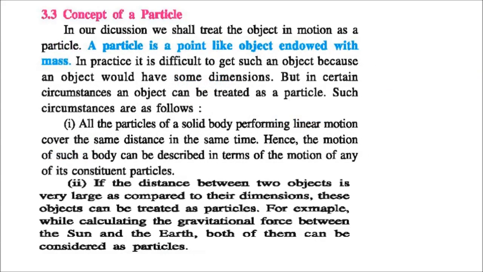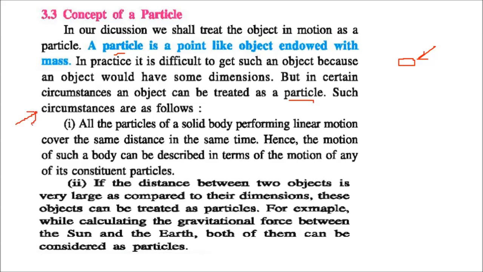What is the concept of a particle? Anything, we take a car as an object, or a bicycle as an object. So we will treat the object in motion as a particle. A particle is a point-like object which has certain mass. It is endowed with some mass, and it must have some dimension. But in certain situations, an object can be treated as a particle.